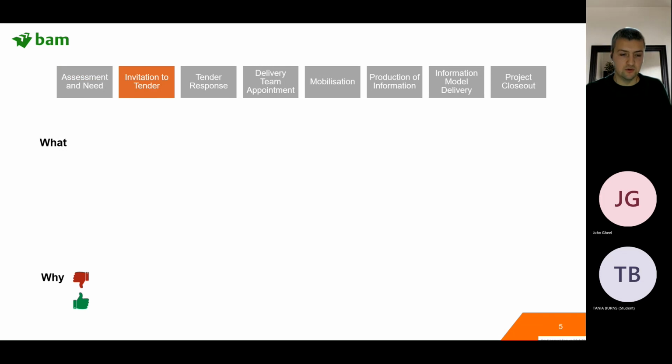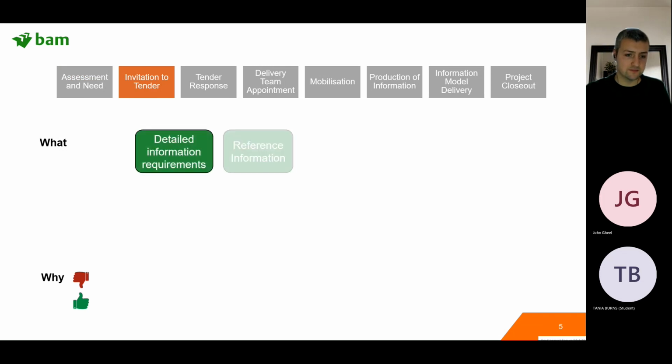Okay, so moving on to invitation to tender. At this stage, the client is producing detailed information requirements. So they've moved away from just high level, what are we looking for, and now they're actually detailing: what documents do we need handed over? Exactly what information do we need about our assets, about our boiler, and that kind of thing.